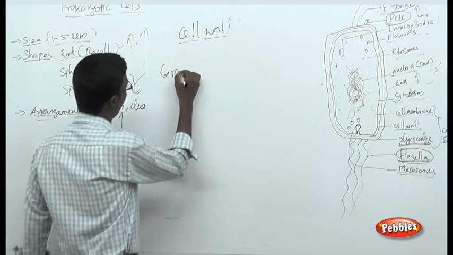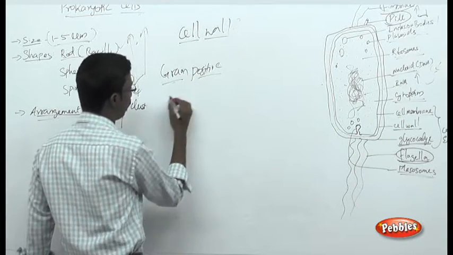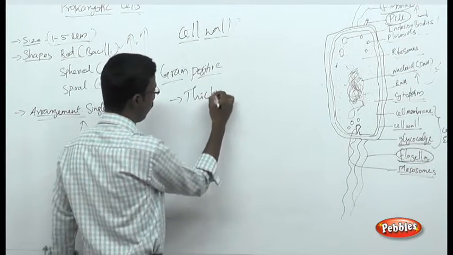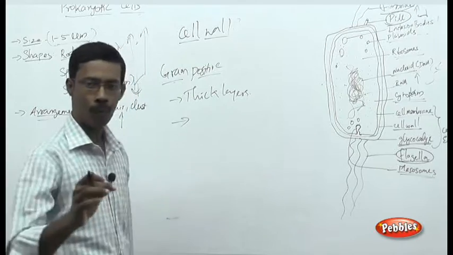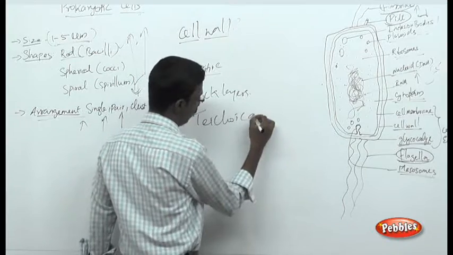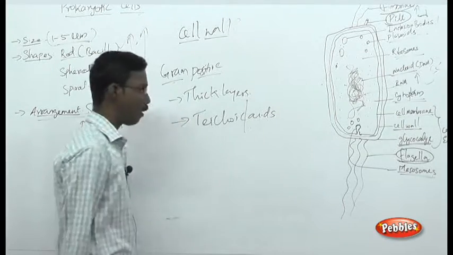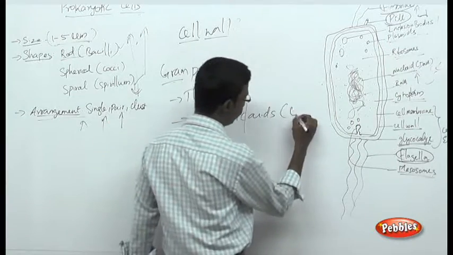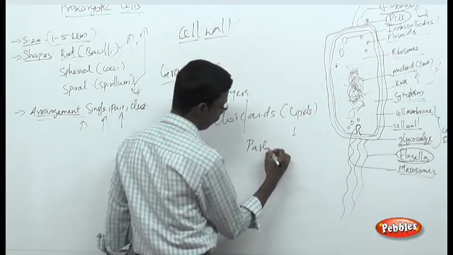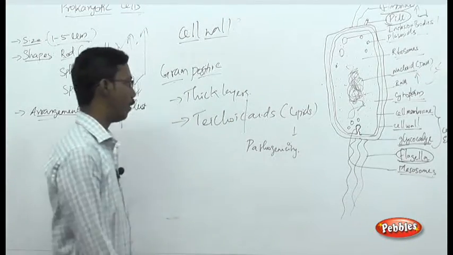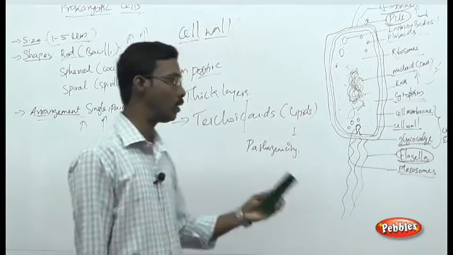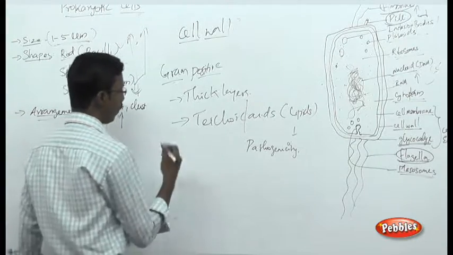So we will start with the gram positive. As I told you, what are the features of gram positive bacteria over here? They have very thick layers. And one more feature you have to remember, they have some specific structures called teichoic acids. So what are teichoic acids? Teichoic acids are lipid-containing components, and they contribute to the pathogenicity of the bacteria. Teichoic acid is present only in gram positive cells, and gram negative cells don't have the structures called teichoic acid.